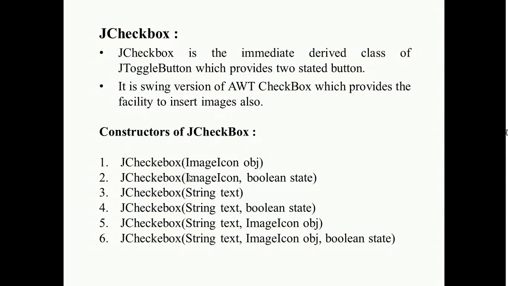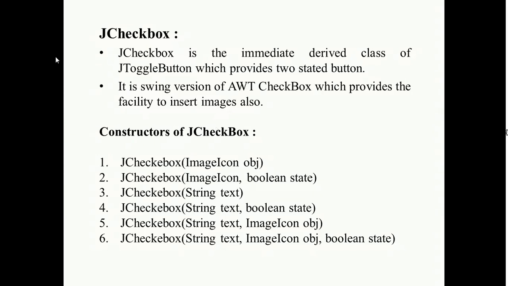Here the object obj is an object of the ImageIcon, and the text, that is the String text, is the string that appears on the checkbox. The state specifies whether the checkbox is initially checked or unchecked. That is the initial checkbox state. If the state is true, then the checkbox initially appears as selected. Otherwise, it is unchecked.